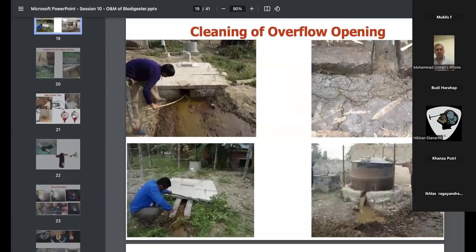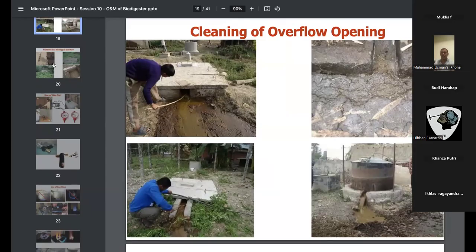Similarly, most of the farmers made a common mistake. They do not clean the outlet of their biogas plant. With the passage of time, the outlet may get clogged, and the clogging of the outlet may cause many issues.